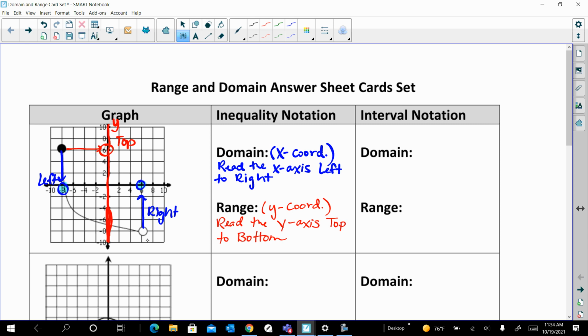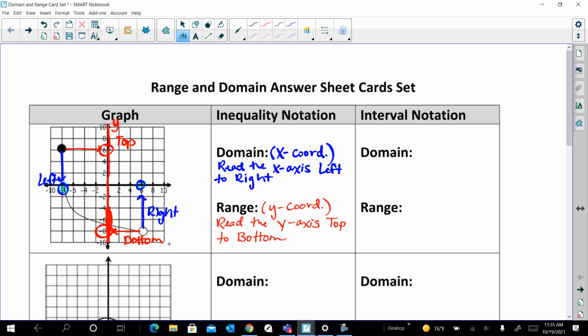Then I go to the lowest point. The lowest point is right here in this open circle. Draw an arrow to the y-axis to read where that would be on the y-axis, and that's a -8. So we're going top to bottom. Okay.